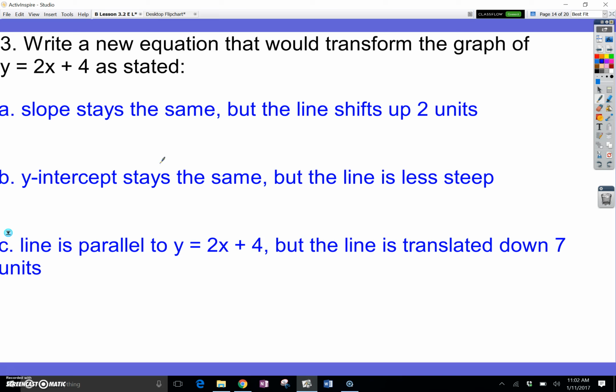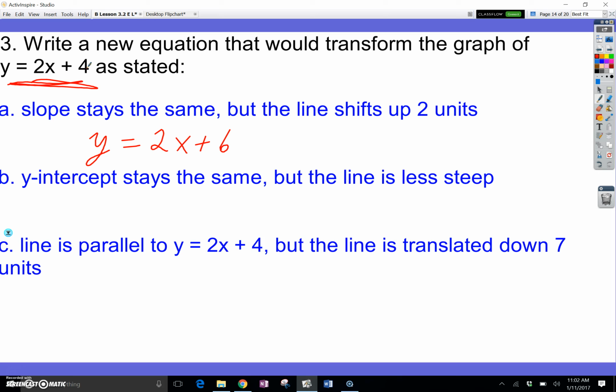Okay, so now on number 3, you're going to have to come up with the equations that are a little different with the shifting up and down or steepness. So looking at this one, we're going to be focusing on y equals 2x plus 4. You want the slope to stay the same, but you want it to shift up 2 units. So you have y equals 2x because the slope stays the same, but if you want to shift it up 2 units, you look at your y-intercept and you just go up by 2, which would be 6, because we started at 4 and we went up 2 to 6.